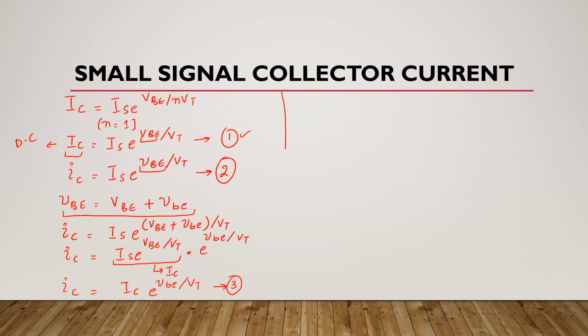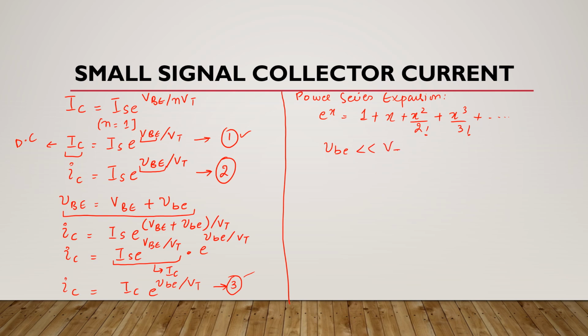Now from the power series expansion formula, we know that e raised to the power x is equal to 1 plus x plus x square divided by 2 factorial plus x cube divided by 3 factorial and so on. Now if we apply this power series expansion here, and if we assume that this VBE is very much less than this thermal voltage, it means here we will neglect higher order terms.